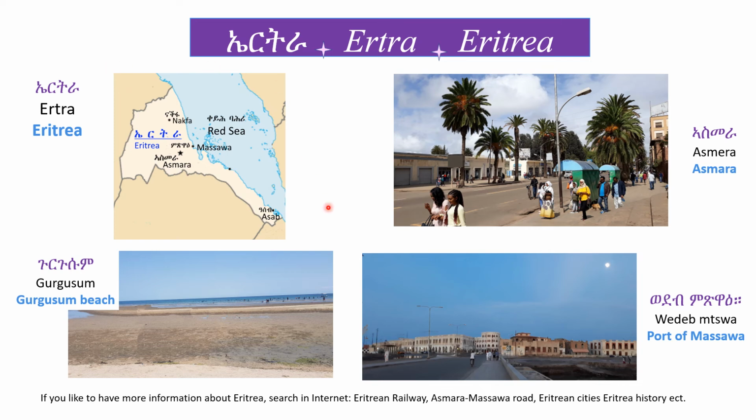Here we have a map of Eritrea. Tigrinya is one of the languages spoken in Eritrea. Here we have a picture of the capital city of Eritrea, Asmara. Here is the beach of Gurgusum. Here is one of the ports of Eritrea, Massawa. If you like to have more information about Eritrea, search in internet, Eritrean Railway, Asmara-Massawa Road, Eritrea seats, or Eritrea history.